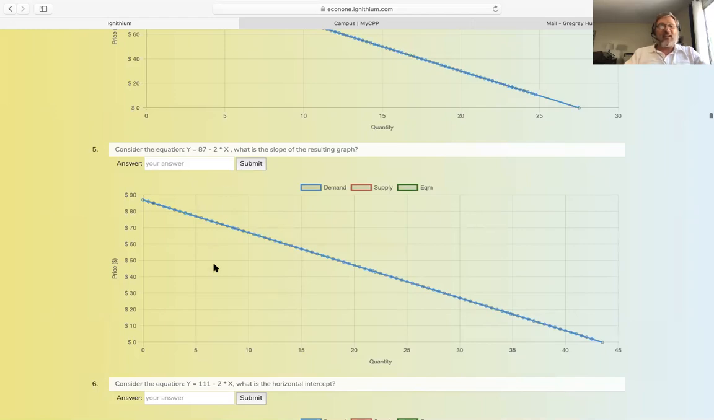So Anthony says -2. And that's right, Anthony. I'm very confident that your answer is right, unless there's something goofed up on Ignithium, which I don't think there is, but it should be fine. But you guys might remember that there is a definition of slope, right? So slope equals, and this is what you guys should know, rise over run, right?